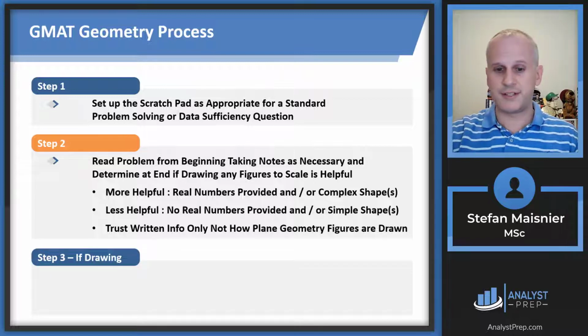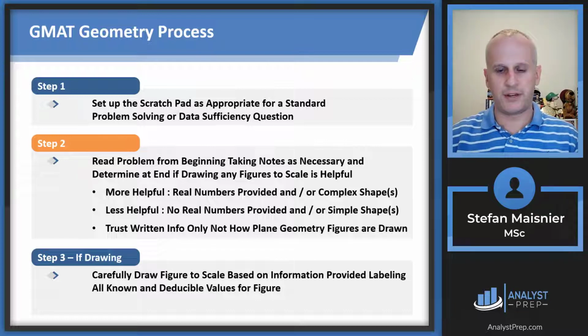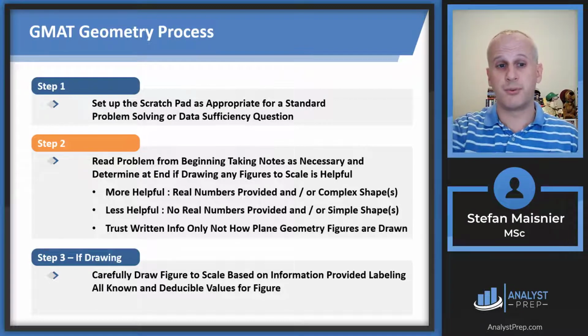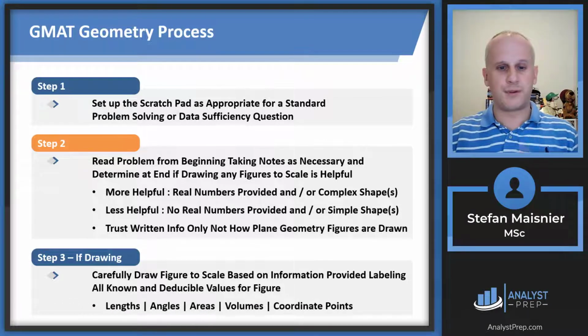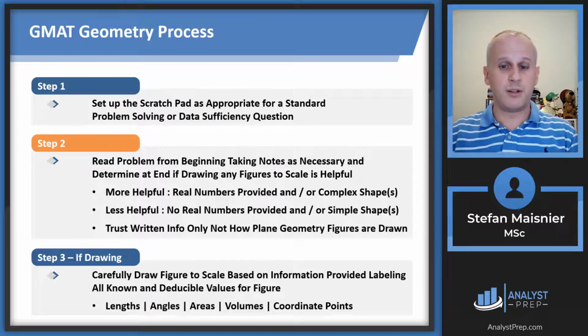But if you decide that drawing is the best approach, first you want to carefully draw the figure to scale based on the information that's provided, labeling all known and deducible values for the figure. So what that means is, if they give you some labels and they say, this is a side length of 10, write that down. But also try to think about what other things you know based on some of the rules that we've talked about in this lesson. So the things that you want to label as best you can are values for lengths, values for angle degree measurements, values for areas, values for volumes if you're in a three-dimensional figure, and we'll talk more about three-dimensional figures in another lesson, as we will about coordinate points.